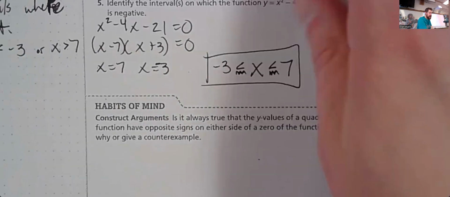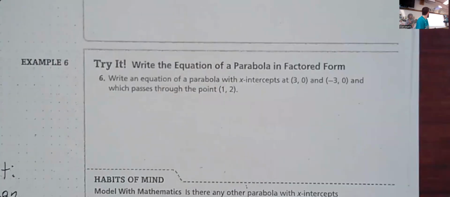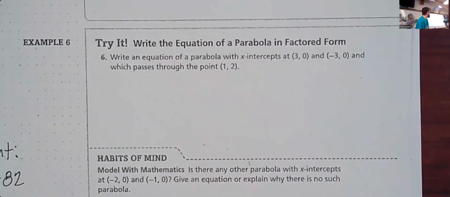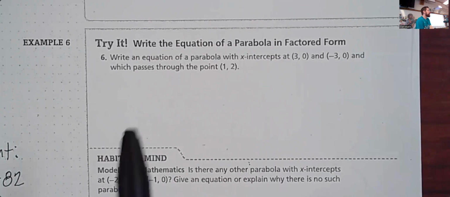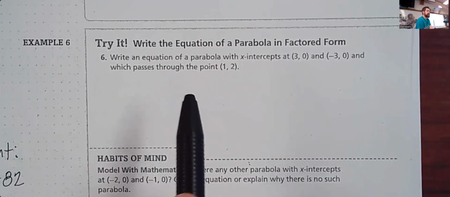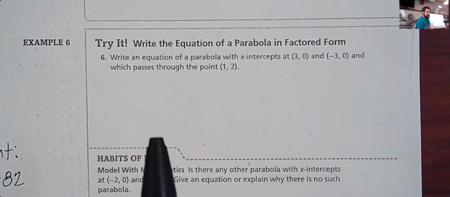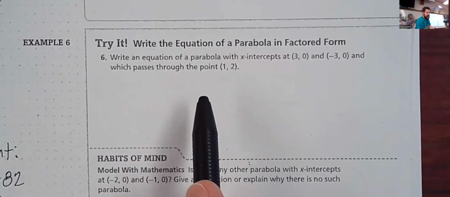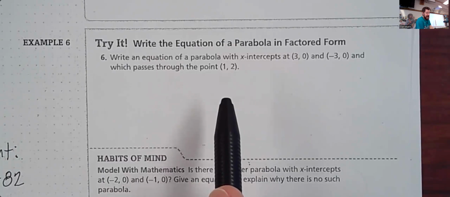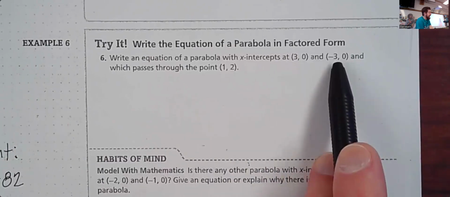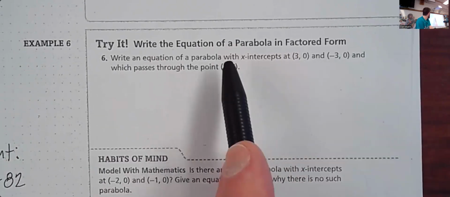Okay. Number 6. Here's an interesting question. This one is going to require a formula that we don't have yet. So I'm going to have you write down a formula in just a second, so pay close attention here, please. This one says, write an equation of a parabola with x-intercepts at (3, 0) and (-3, 0) and passes through the point (1, 2).